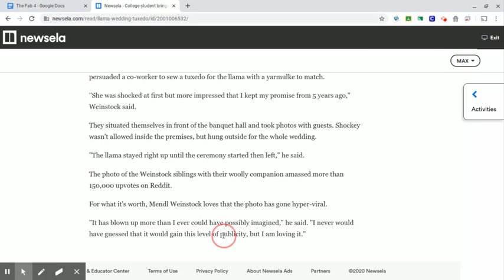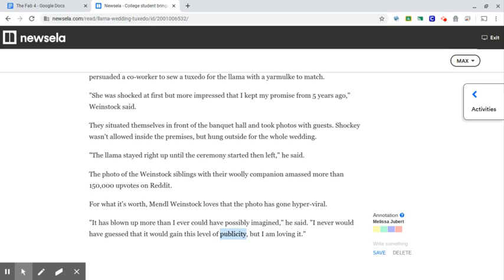Okay, here's another word I don't know. Publicity. It has blown up more than I ever could have possibly imagined. I never would have guessed that it would gain this level of publicity. Well, there were a lot of votes for it. Man, I'm even reading about it on an article site, News ELA. So, what do you think publicity means? Yeah, like people know about it. It's in the public eye.